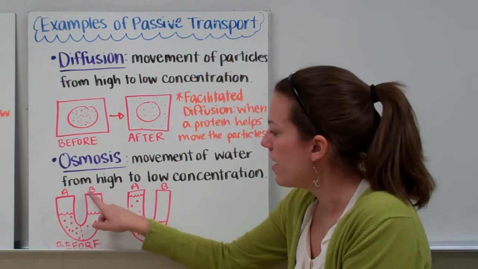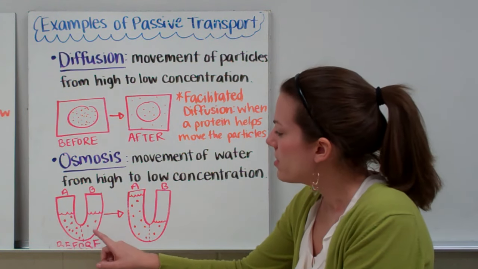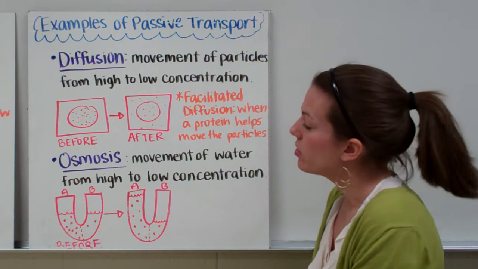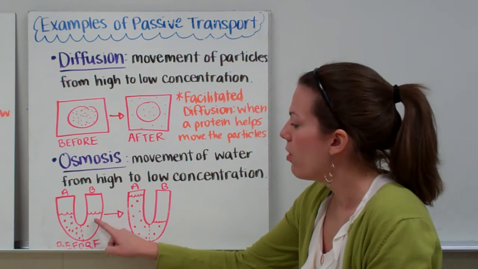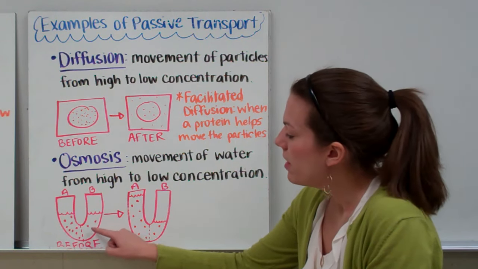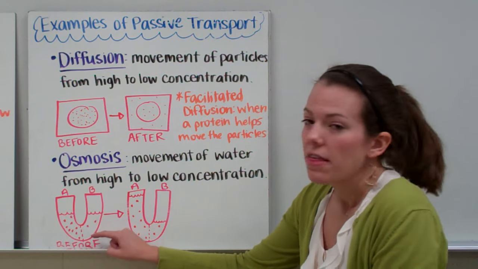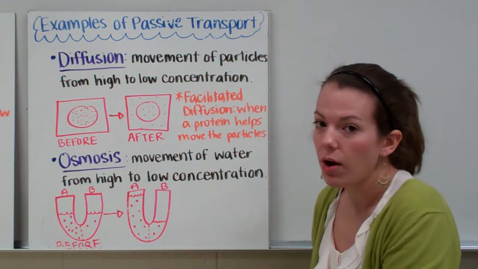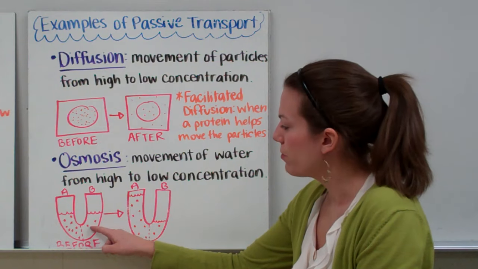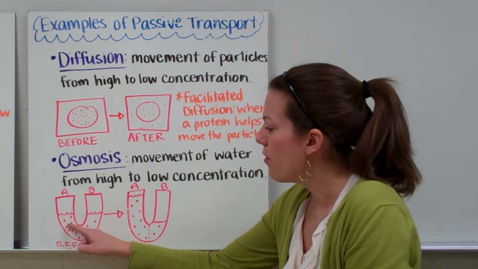So we have side A and side B on the U-tube. As you can see, side A and B have equal water levels, but side A is highly concentrated in salt, and side B has a low concentration of salt. Since B has a low concentration of salt, that means it has more water. See all that extra white space? That means it has more water. That extra water is going to move from side B over to side A.